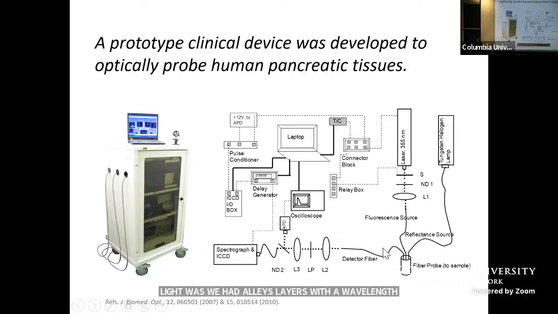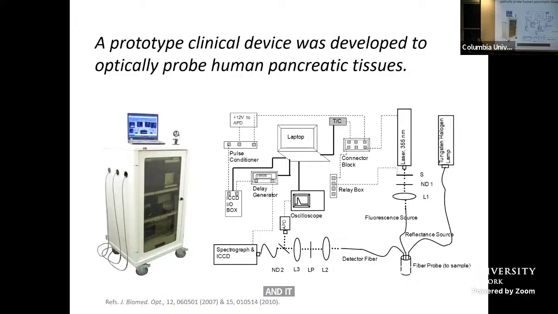And then we had a detector fiber to collect the light. They were illuminated sequentially to detect the light and then measure it spectrally. And I'll show you all of that data. All of this was controlled, with interfaces with a laptop, and it was put onto a cart with wheels so that we could go into the surgical suite.